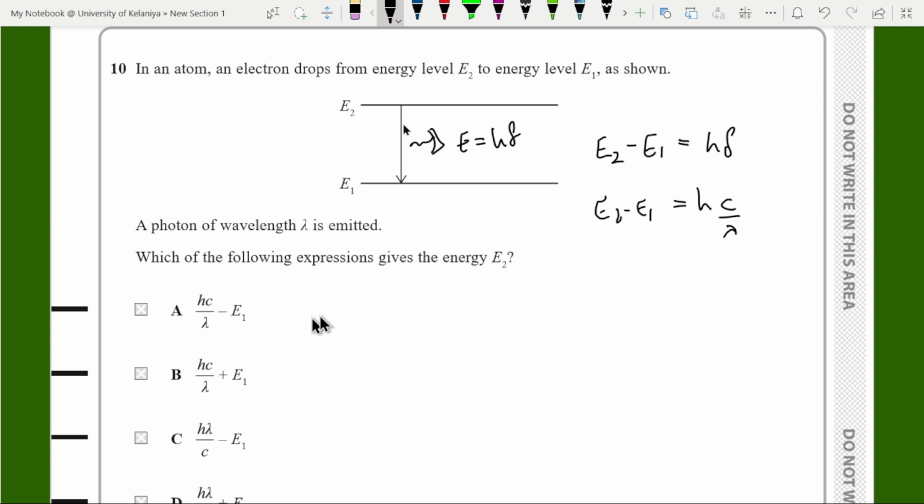So they are asking for the energy E2, so you have to make E2 the subject. If you do that, you will get E1 plus hc over lambda. So the answer should be B.